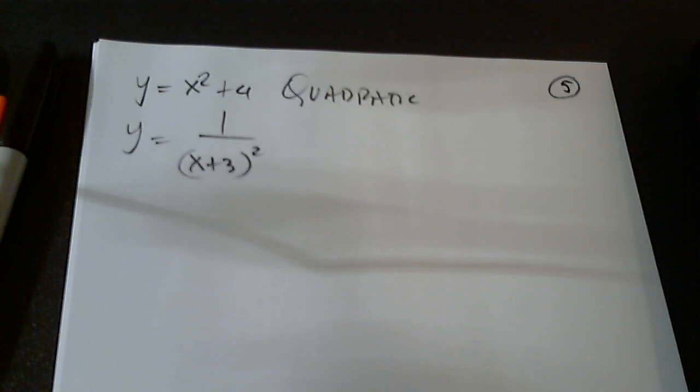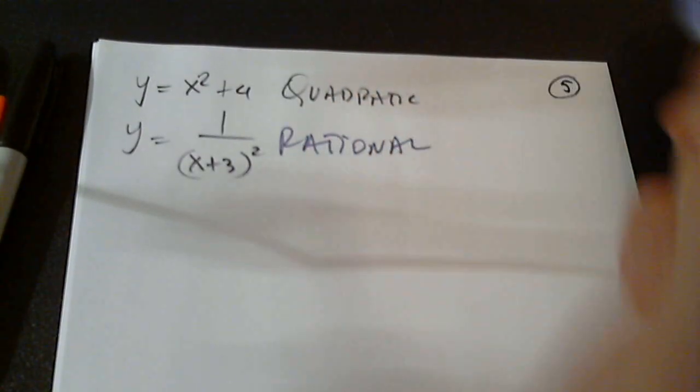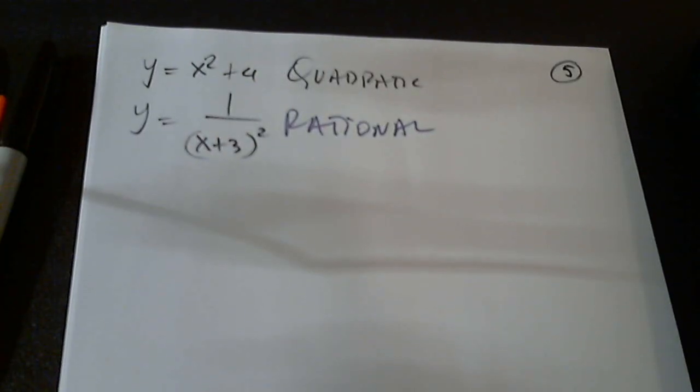A fraction with an x in the denominator. What can it be? Is it factorial? We call it rational. Rational. Perfect. Okay.